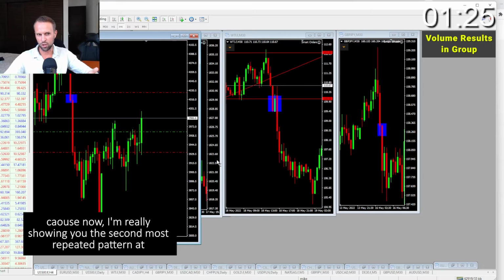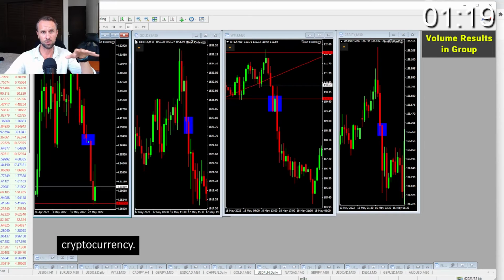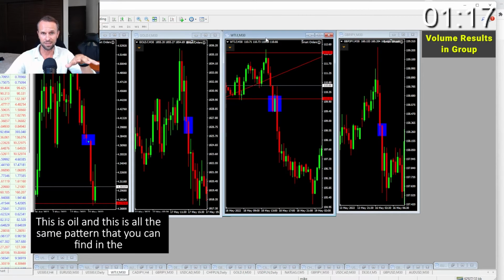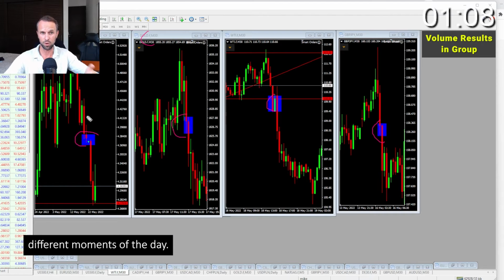Because now I'm really showing you the second most repeated pattern on the charts. You can see it in the different charts of the currency pairs, cryptocurrency. This is gold, this is oil, and this is all the same pattern that you can find in the different charts, daily charts, 30-minute charts, different instruments at different moments of the day.